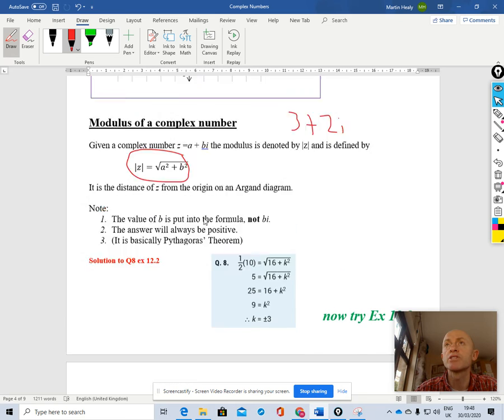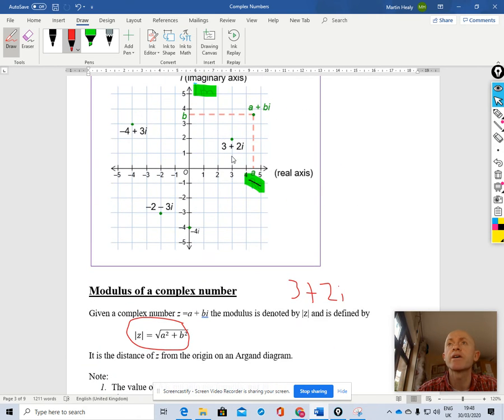The answer will always be positive. What the modulus actually represents on the Argand diagram is the distance of a number from the origin. So in this case, the modulus is equal to, same as the example down here, the square root of 13. It's basically Pythagoras' theorem. How far are you away from the origin? For this one here, the modulus is going to be 5 because it's 4 squared plus 3 squared.